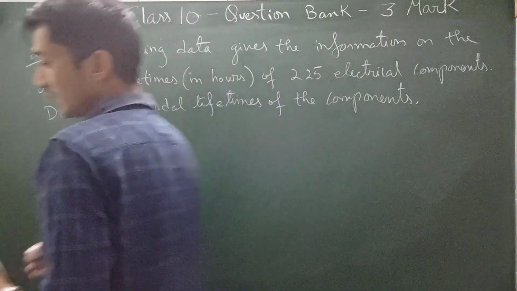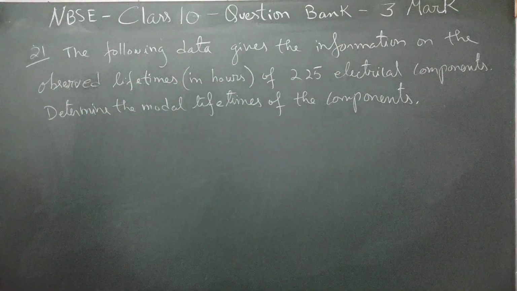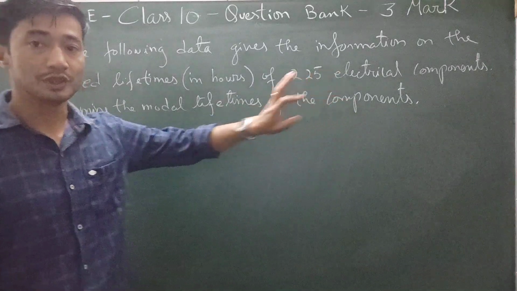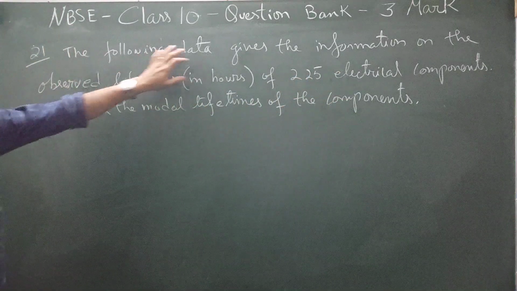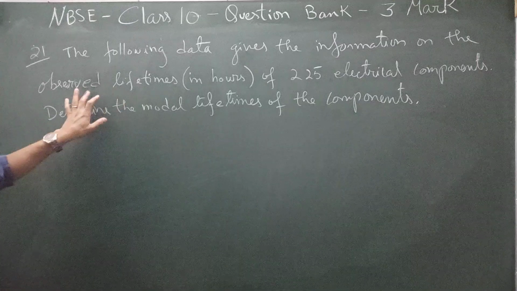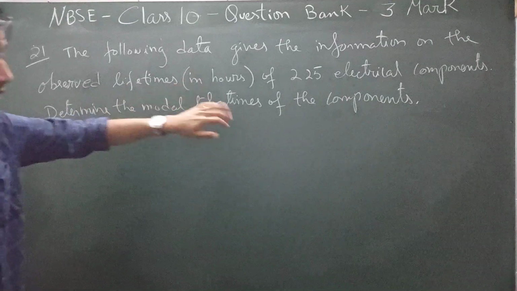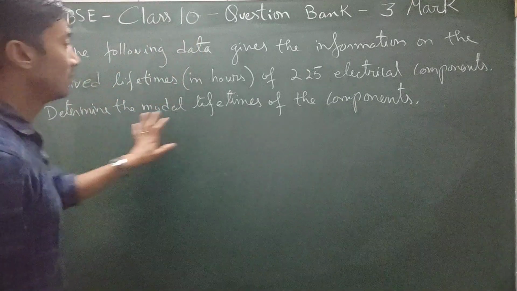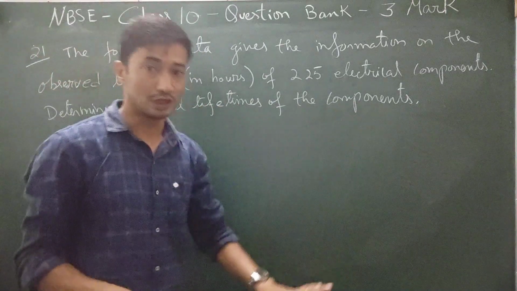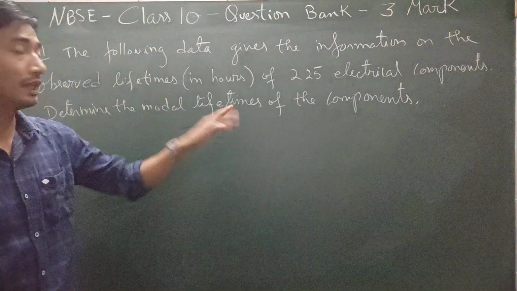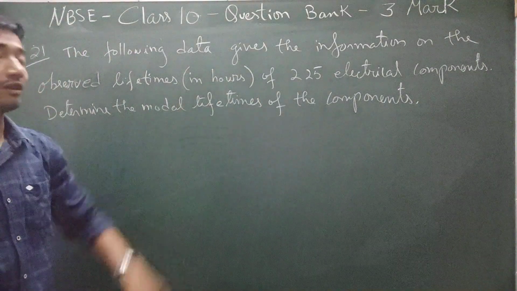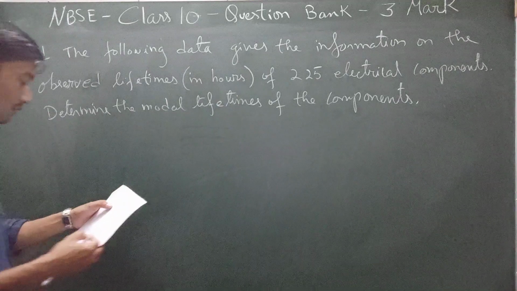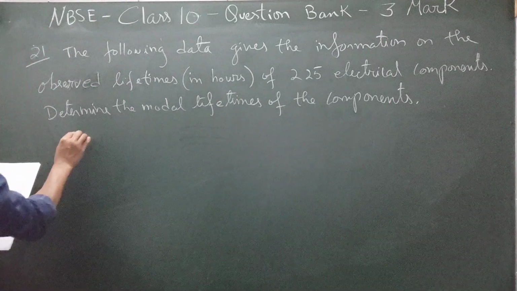This is below the table, the last line, but I'm just writing it on the top. It's all the same. Determine the model lifetimes of the components. The question is, the following data gives the information on the observed lifetimes in hours of 225 electrical components. Determine the model lifetimes of the components. This line is at the bottom, so I'm just writing it on top. Model, that means we are supposed to find out the mode. So what is the table here? I'll just draw the table here.